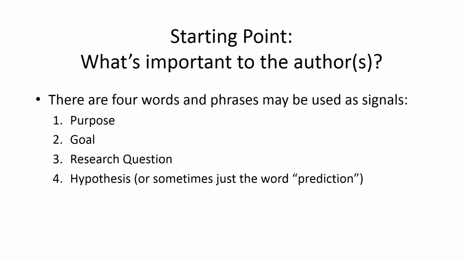Typically, the author or authors use one of these four terms to signal their focus. In other words, to indicate what they think is important. The purpose or goal will likely be a more broad statement that could be rewritten as a question. When the focus is represented by a hypothesis, it will present a prediction of a relationship between two or more variables. There might be more than one hypothesis, and the authors might use the term prediction instead of hypothesis.